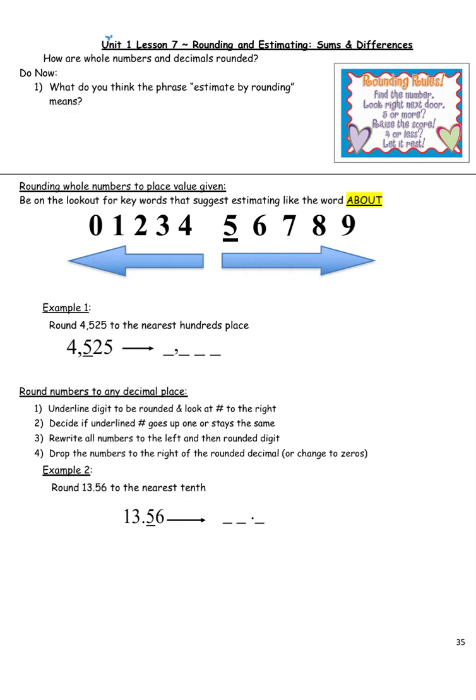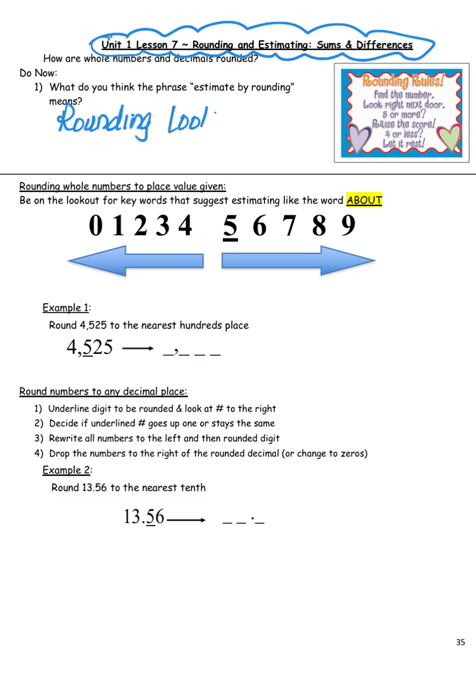Today we're going to take a look at Unit 1, Lesson 7, Rounding and Estimating Sums and Differences. So how are whole numbers and decimals rounded? Well, the first thing you want to do is understand what estimate by rounding actually means. Rounding means, literally, that you are looking at place value.